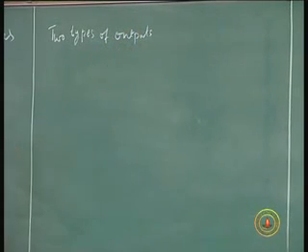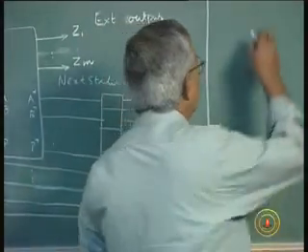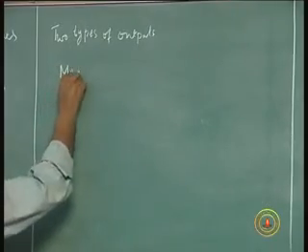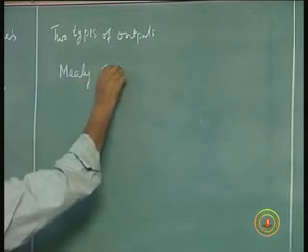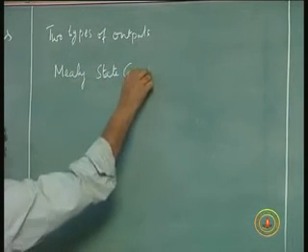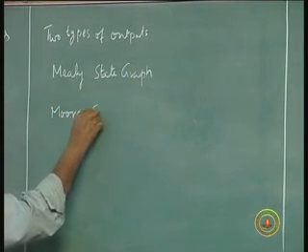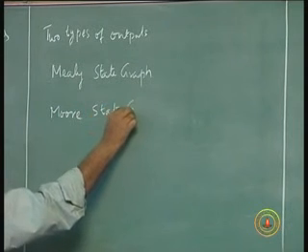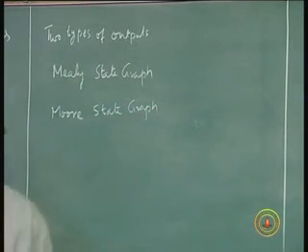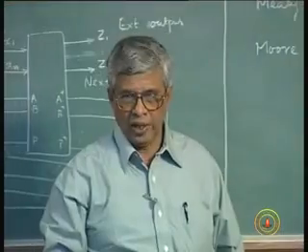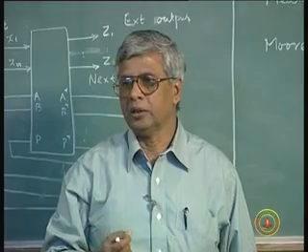And based on this, the state machines are classified into two types. One is called the Mealy state graph or Mealy machine. The other is called the Moore machine. The Mealy state graph is one in which the outputs are defined for a state and an input condition.